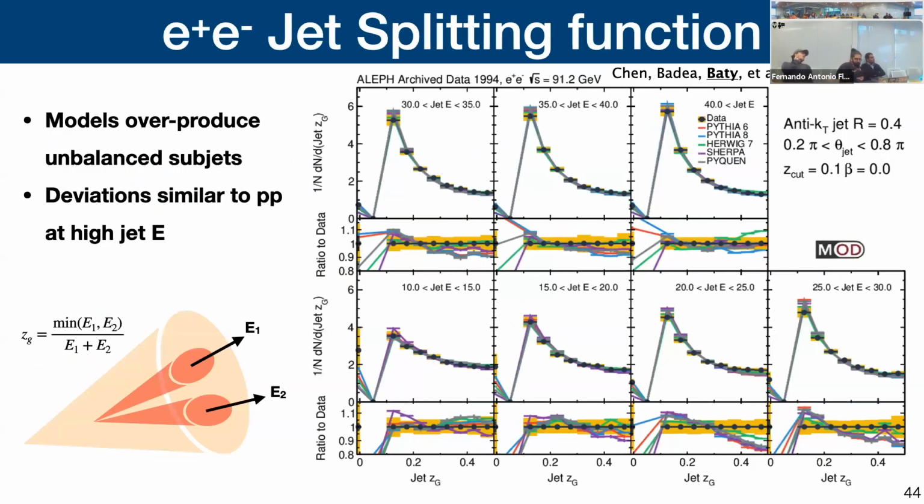So we did this measurement. So what's plotted here is, once again, the so-called splitting function as a function of zG. And what you can see here, if you look at the ratios of data to models, is that the models actually tend to overproduce these unbalanced jets in electron-positron collisions. You can see it very clearly here in this jet energy, right? So even in electron-positron collisions, we don't fully describe what is happening in the data. And in fact, here we see deviations in some of the models that are very similar to the deviations we saw in proton-proton collisions, right?